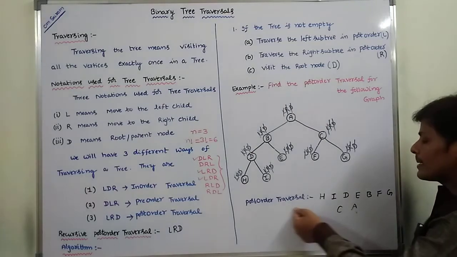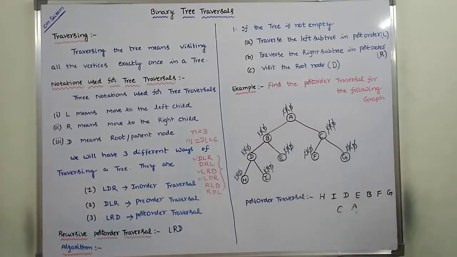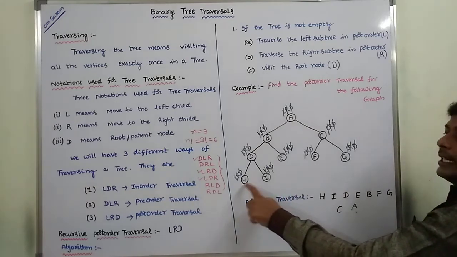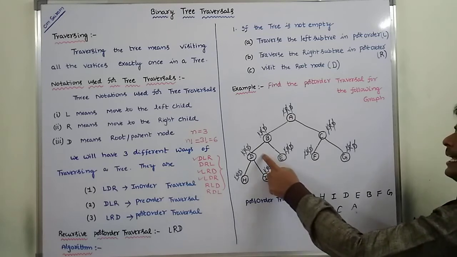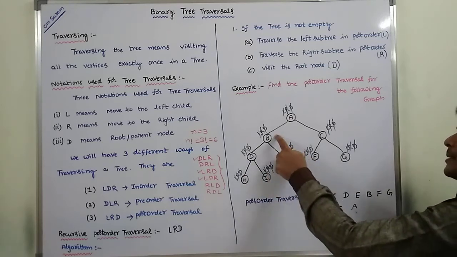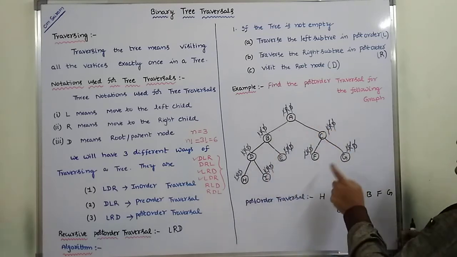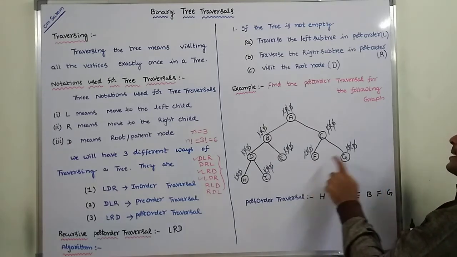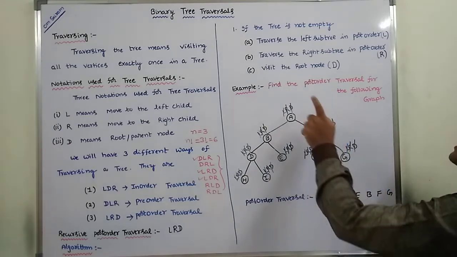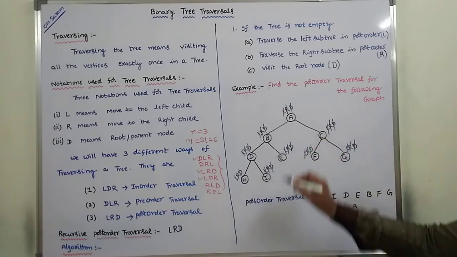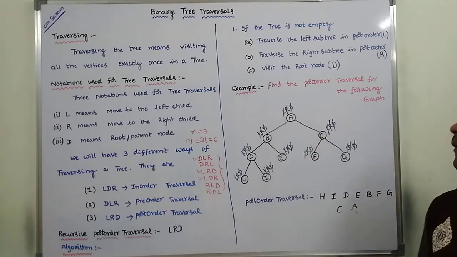So now this is the post order traversal. First H, next visit I, next D, next E, next B, next F, next G, next C, next A. So this is the post order traversal of the given binary tree.